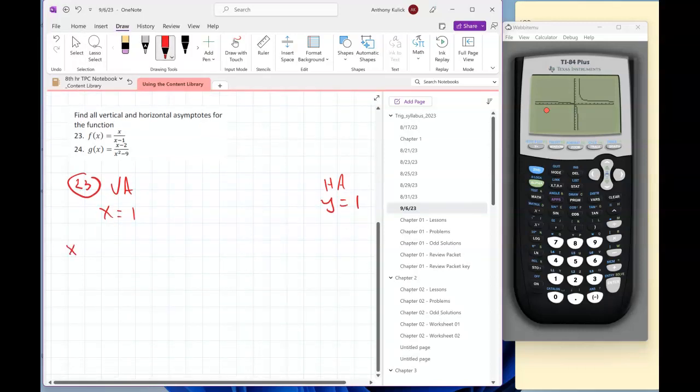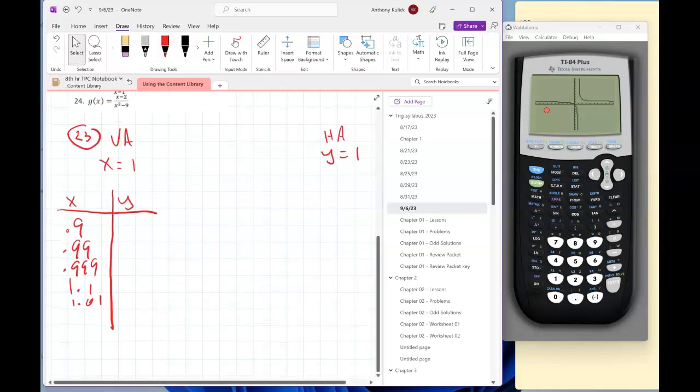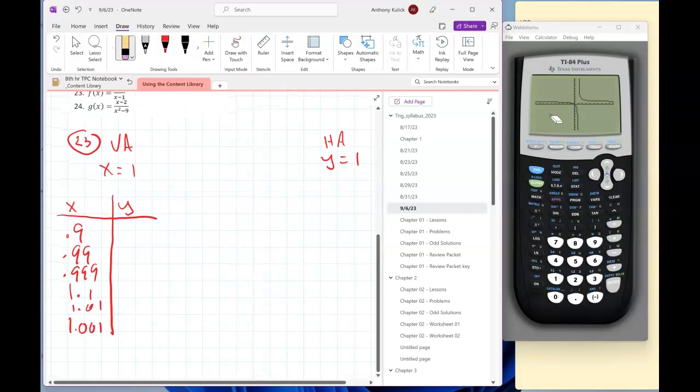So now I'm going to build an XY table to kind of check these. I'm going to verify this with my calculator. So here I want to pick some values that are getting closer and closer to positive 1. So I'm going to start with some numbers that are less than positive 1, but getting closer and closer. So maybe like 0.9, 0.99, and 0.999. And then we'll do some numbers that are a little bit bigger than 1, but still getting closer to 1. So like 1.1, 1.01, and 1.001.